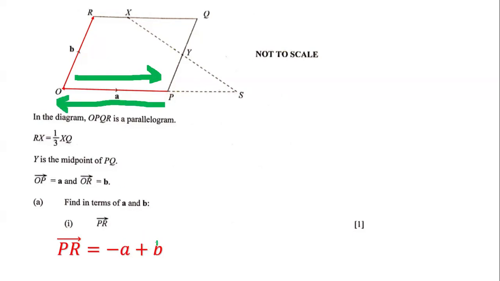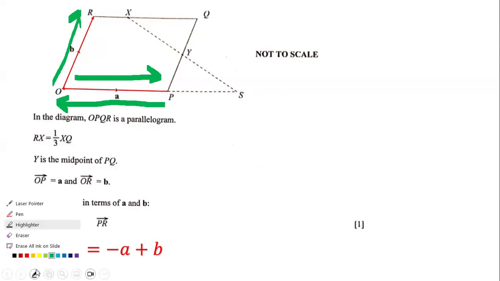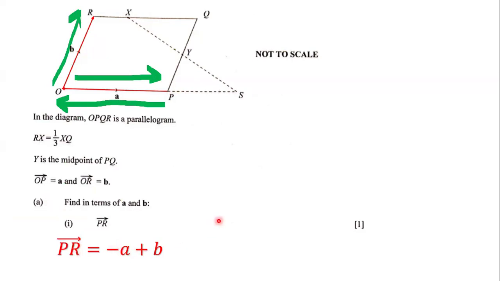Let me put plus b because we're going from O to R, and that means we have to use b. And so that's positive b because we're going in the same direction as b. And so PR is equal to negative a plus b.